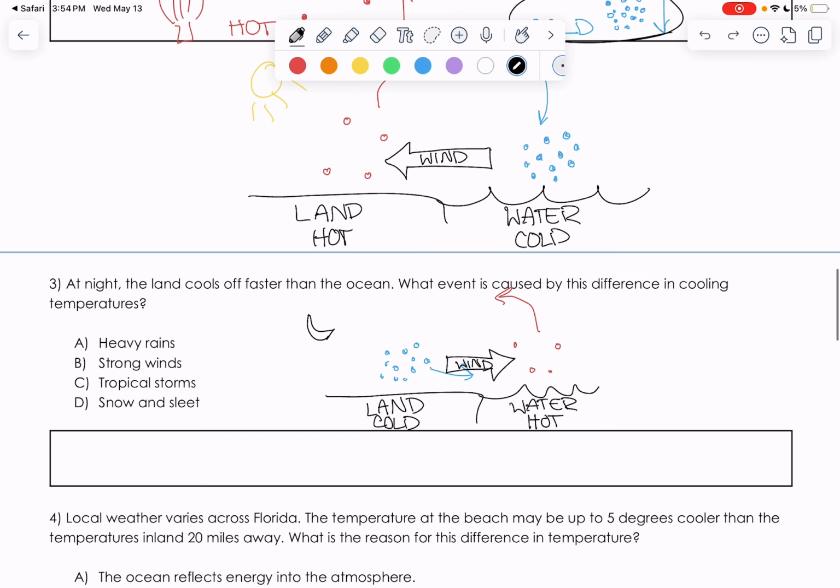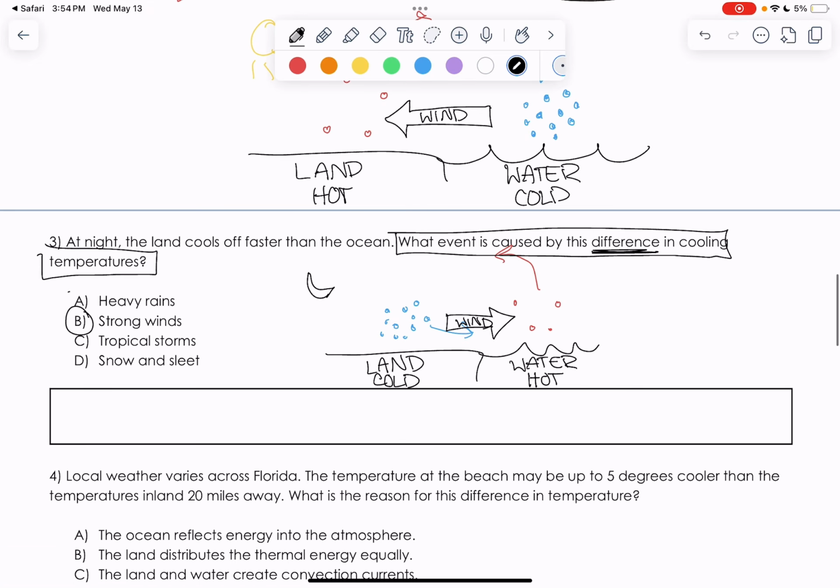So, what event is caused by this difference in cooling temperatures? The difference is very important. Difference is always going to point towards winds. So C is the correct answer. All the other ones have to do with rain, which is not caused by a difference in temperature.